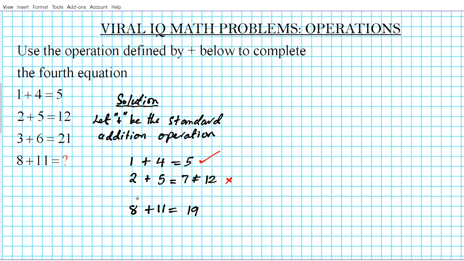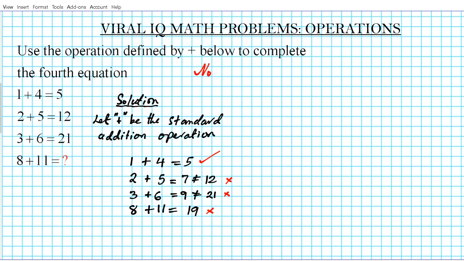All right, let's even test the third one. Using the standard addition operation, 3 plus 6, you get 9. But that is not equal to the expected result here, which is 21. So what does that tell us? It tells us that using this plus symbol as a standard addition operation in this problem will result in the wrong answer. So the answer is not 19. The key takeaway here is that you need to remember that whatever rule you generate must satisfy all the equations.